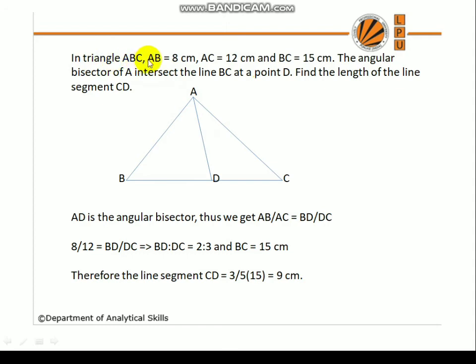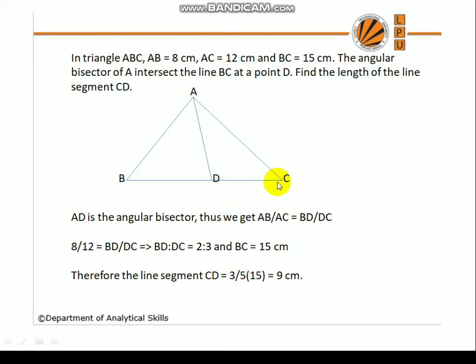In a triangle ABC, AB is equal to 8 cm, AC is equal to 12 cm and BC is equal to 15 cm. Again a scalene triangle, but here it is given that the angular bisector of A intersects the line BC at the point D. Find the length of the line segment CD. So let's draw the diagram like this. ABC and AD is the angular bisector. Now we have to calculate this length, CD.